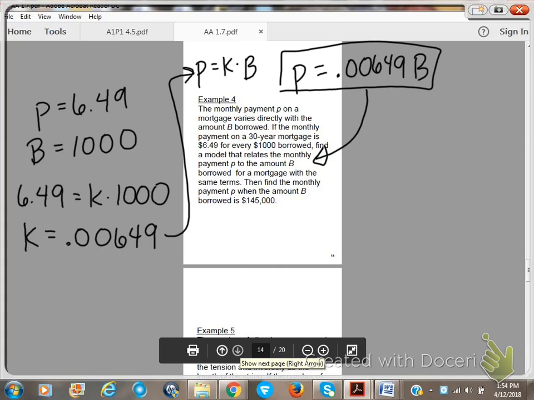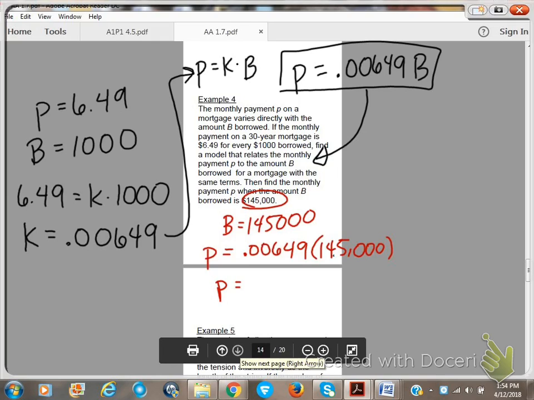Exactly. Now we have to take care of the other part of the problem where it says, okay, find the monthly payment when the amount borrowed is $145,000. So when B equals $145,000, plugging that in, taking that times 0.00649, that's $941.05. That'd be the monthly payment.